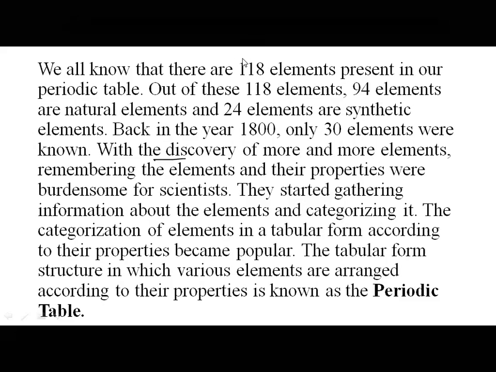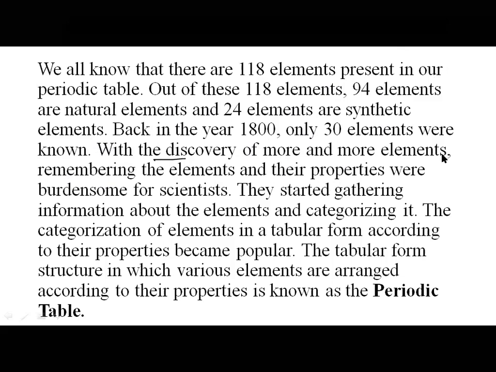We all know that there are 118 elements present in our periodic table. Today we see the periodic table. Out of these 118 elements, 94 are natural elements. They are found in nature in the form of minerals or ores. 24 elements are synthetic elements. In the year 1800, only 30 were known. With the discovery of more and more elements, around 1865, around 63 elements were known.